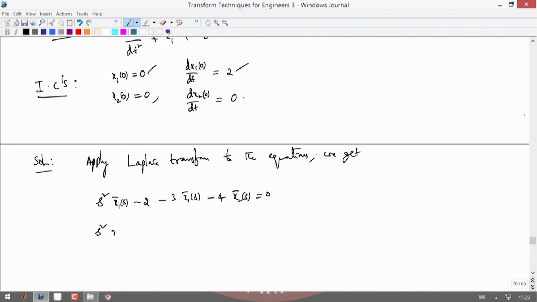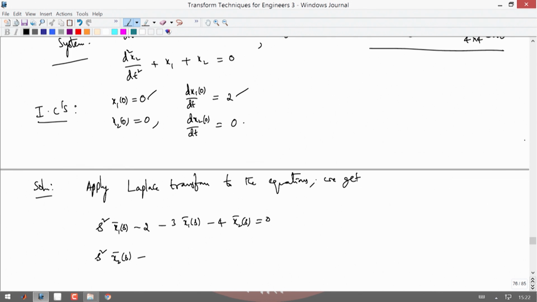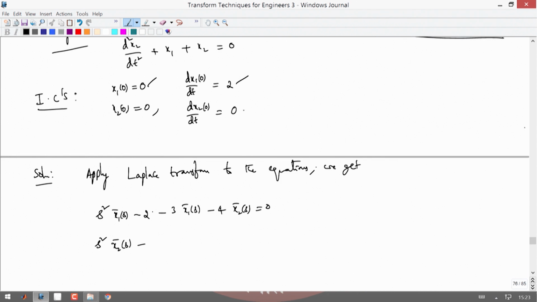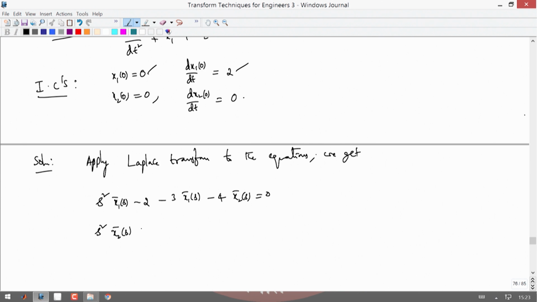So, you have s square x2 bar of s minus x2 of 0 times s times x2 bar of 0, that is also 0. So, I do not write this here, and then x2 prime at 0, dx2 by dt at 0 is also 0. So, you do not have any contribution here. So, you have plus x1 bar of s plus x2 bar of s, which is equal to 0.